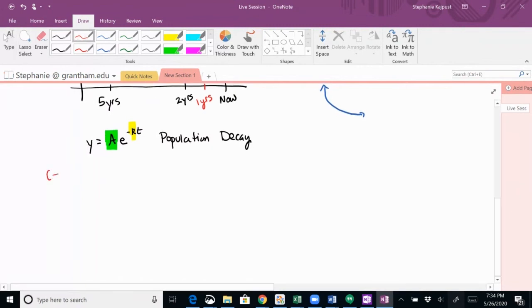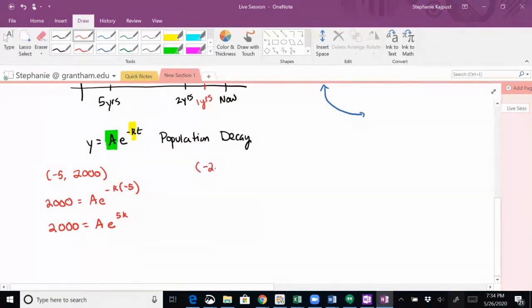So the first one we had was -5, 2000. So I'm going to just plug that into my equation. So 2000 will be the output Y equals, we don't know what A is, E to the -K, and then we know that the time is -5. So I'm going to simplify that. So we have 2000 equals A, E to the 5K, because the negatives cancel.